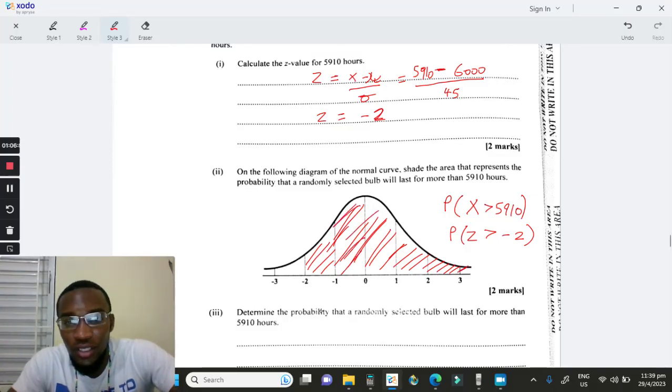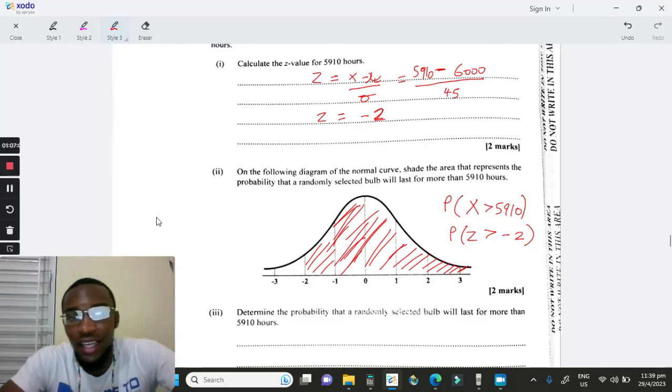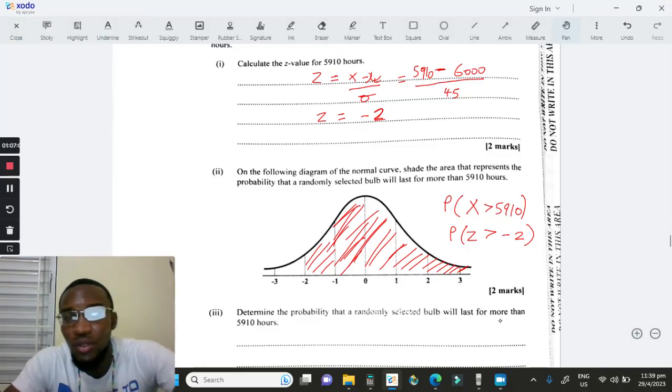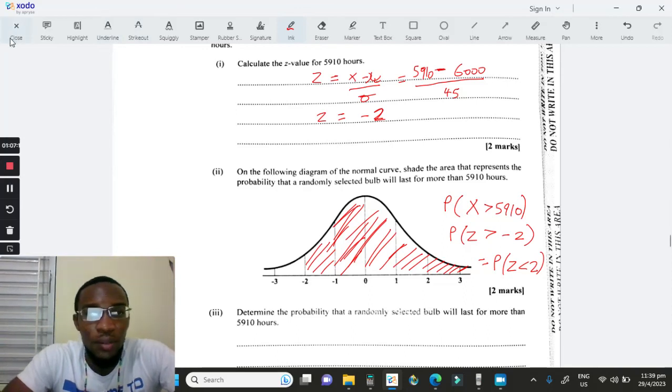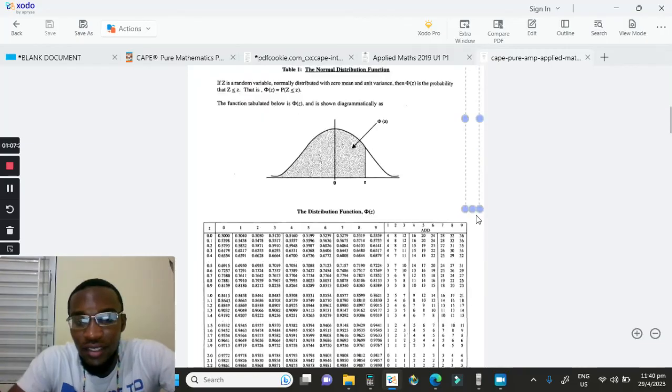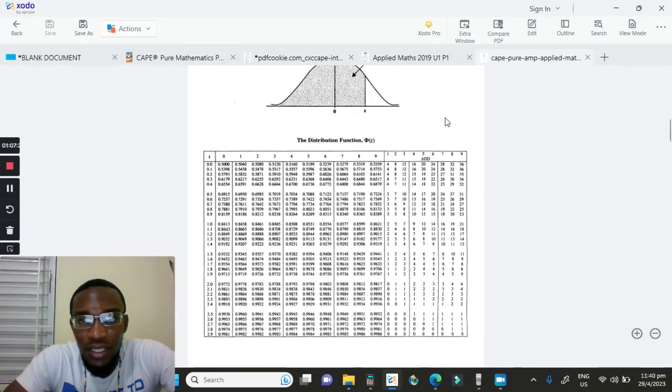Then they say determine the probability that the bulb will last more than 5,910. By our shading, it's more than 50%, more than 60%, more than 70%, like 80 something or 90 something. But you're going to have to use your normal table to work out the probability Z is greater than -2, which is equal to the probability Z is less than 2. So now let's use our normal table. Here it is. We're looking for Z being 2.